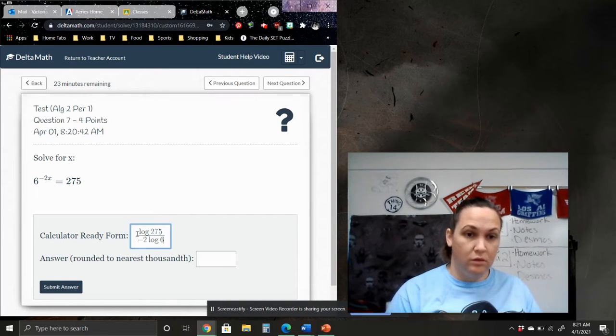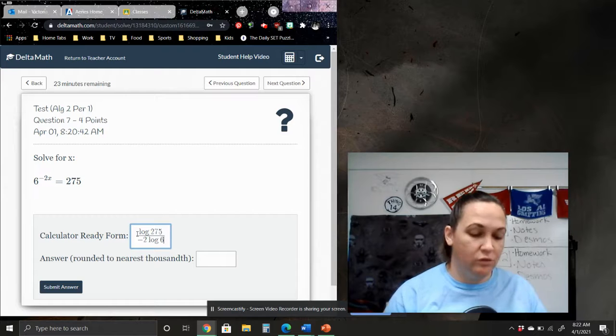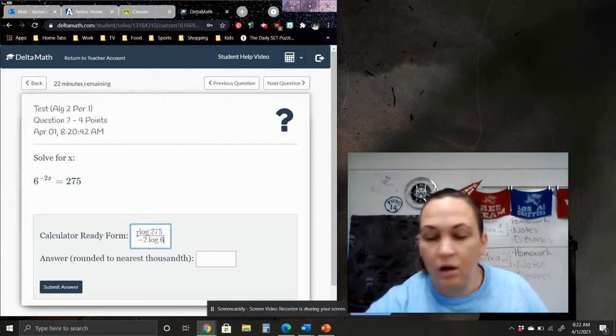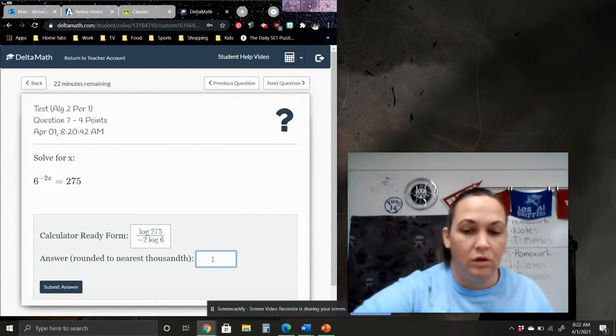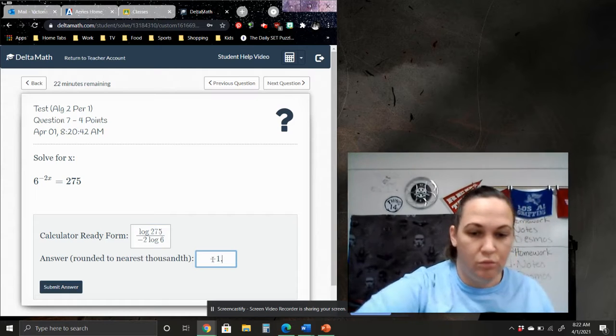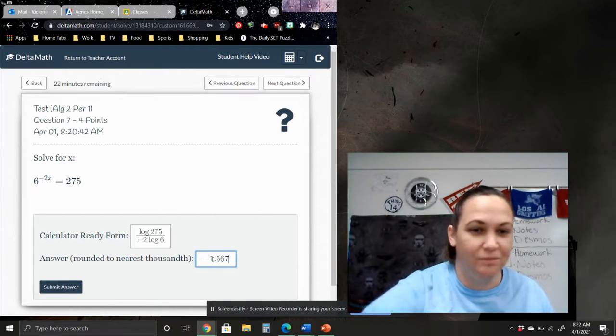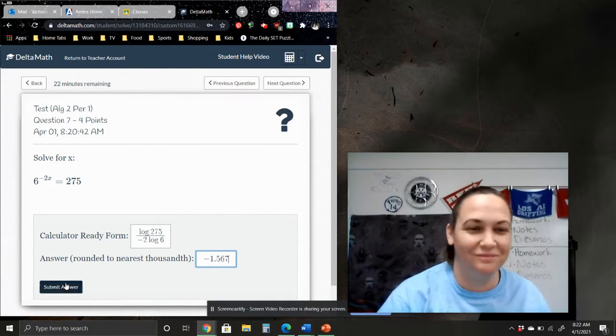Okay. So on my calculator, I did log 275 divided by log 6, and now I'm going to divide by the -2. And I got -1.567. That's a fun number.